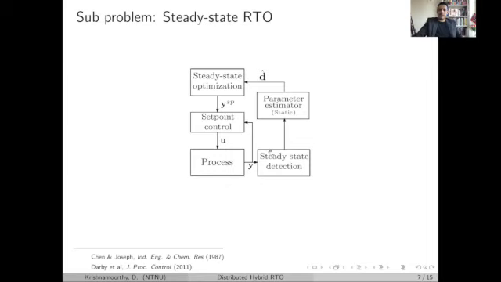So typically there is a steady state detection, and only when the process is operating at steady state, then the process measurements are used to update the model, and then the updated model is used to solve the optimization problem. So one of the fundamental limiting factors of steady state real-time optimization is this steady state wait time.